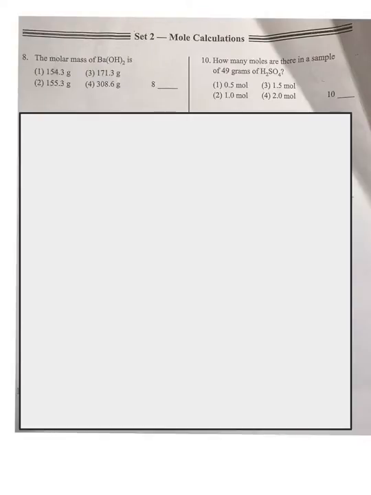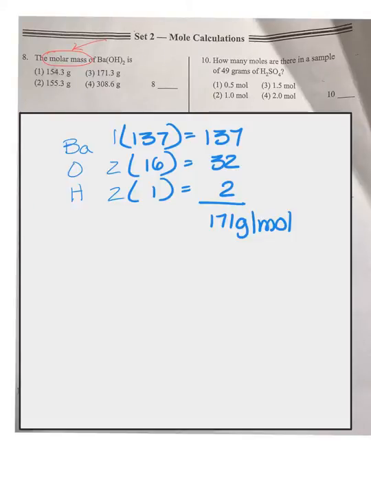All right, to find the molar mass is exactly the same thing as finding gram formula mass. It's the mass of 1 mole of a substance. So what I did was I looked up the atomic masses of barium, multiplied it by 1. Oxygen was 16 multiplied by 2, got me 32. So let's just point a pointer here, 32. 2 times 1 is 2. Added them all up, I got 171.